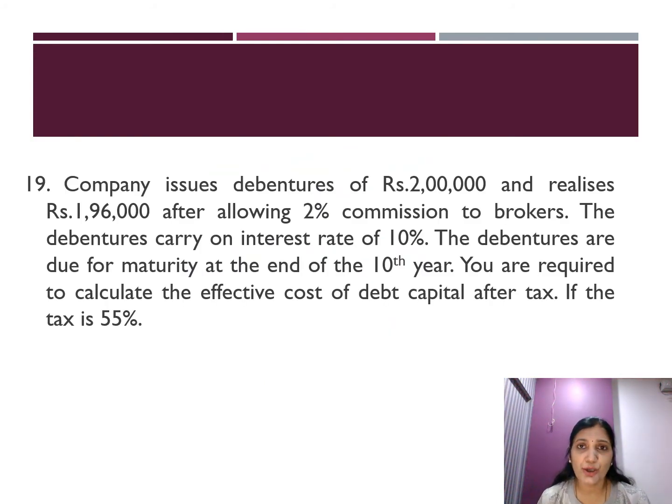So I want you all to practice this problem. That is the problem I have given over here. Company issues debentures of rupees 2 lakhs and releases rupees 1,96,000 after allowing 2% commission to brokers. The debentures carry an interest rate of 10%. The debentures are due for maturity at the end of 10th year. Now you are required to calculate the effective cost of debt capital after tax, if the tax is 55%. Try this problem and try to solve it.